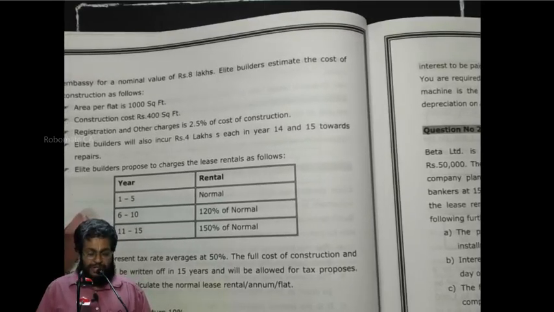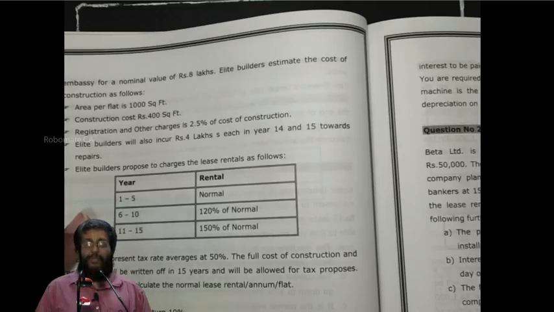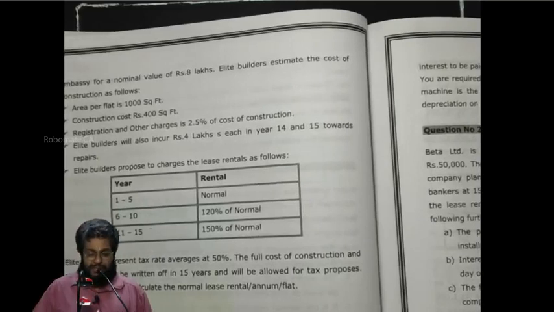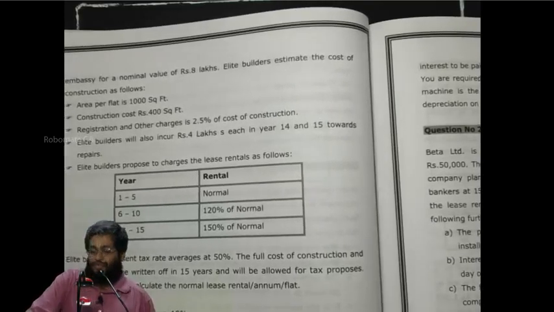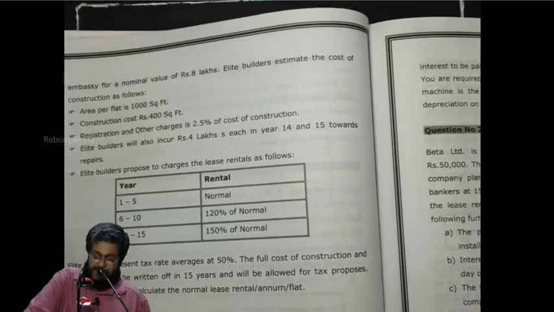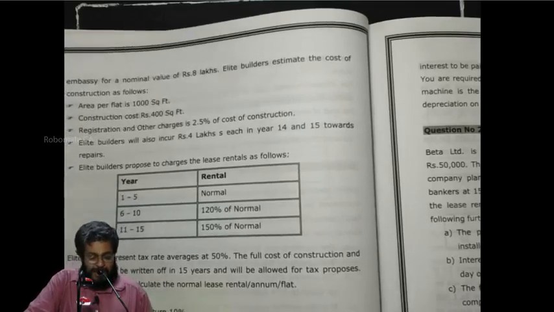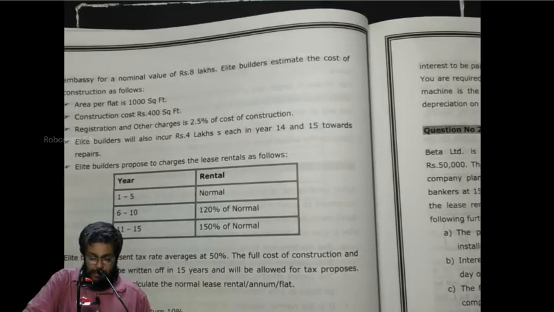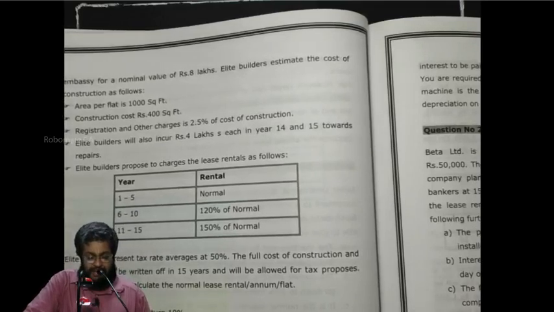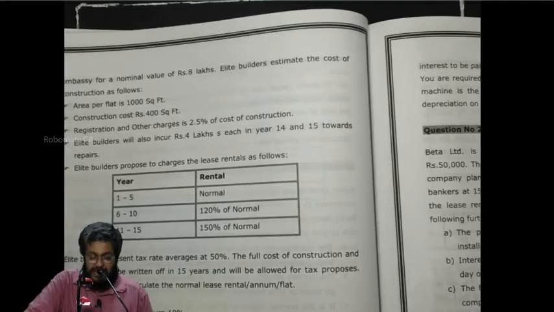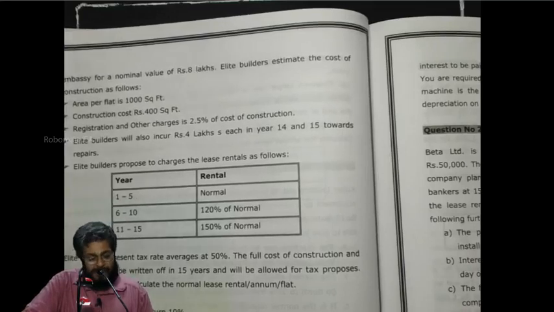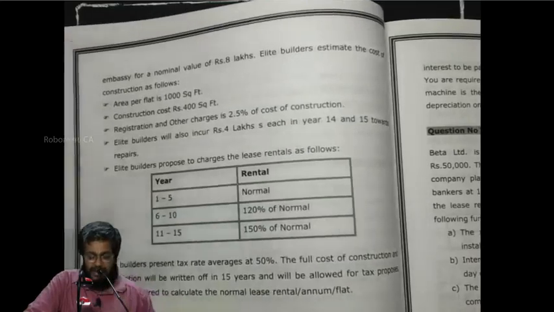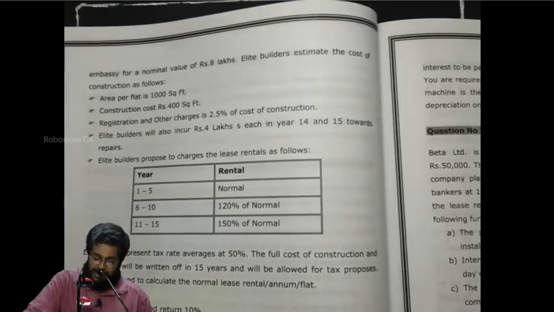Allied Builders propose to charge the lease rental as follows: years 1 to 5 normal, years 6 to 10 120% of normal, years 11 to 15 150% of normal. Allied Builders' present tax rate averages 50%. The full cost of construction and registration will be written off in 15 years and will be allowed for tax purposes. You are required to calculate the normal lease rental per annum per flat.